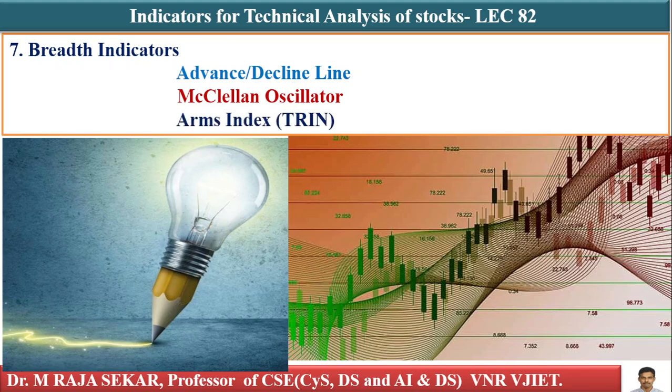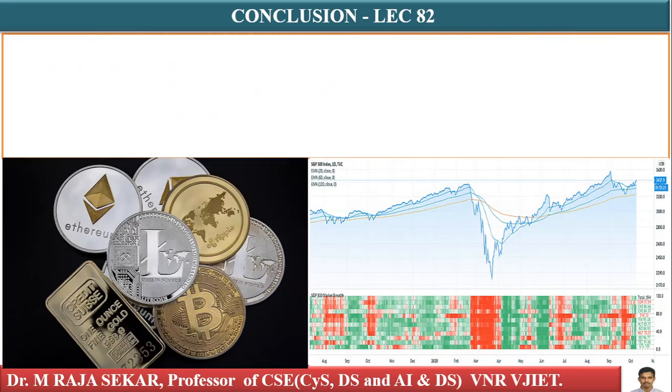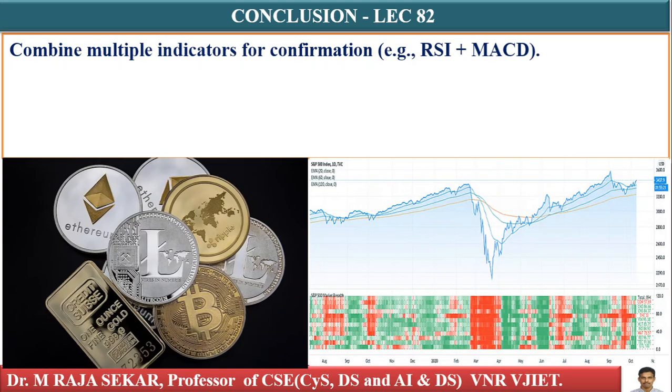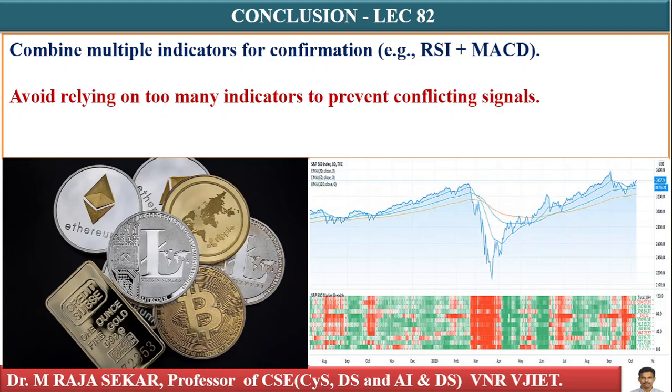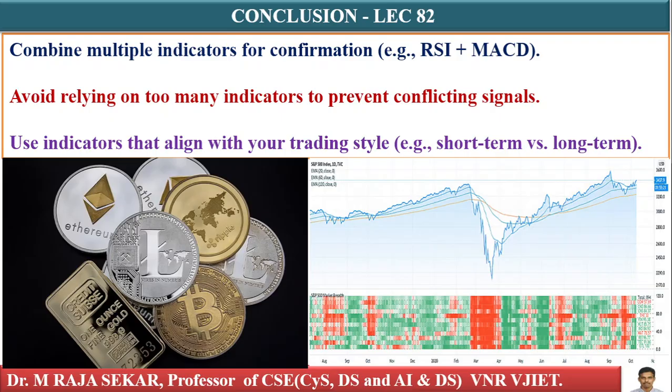For effective analysis, combining multiple indicators, in the sense trend plus momentum, often improves accuracy. Common strategies combine indicators, like golden cross and death cross, which I will discuss in future classes. Combine multiple indicators for confirmation, something like RSI plus MACD. Avoid relying on too many indicators to prevent conflicting signals. Use indicators that align with your trading style, for example, short term versus long term.